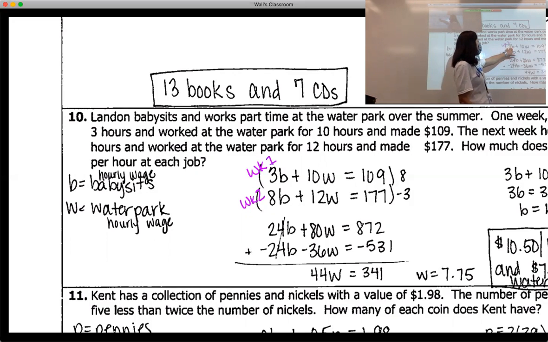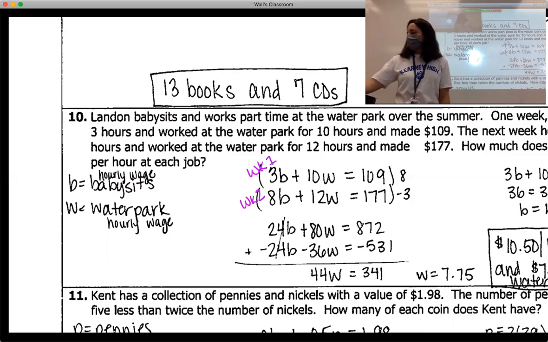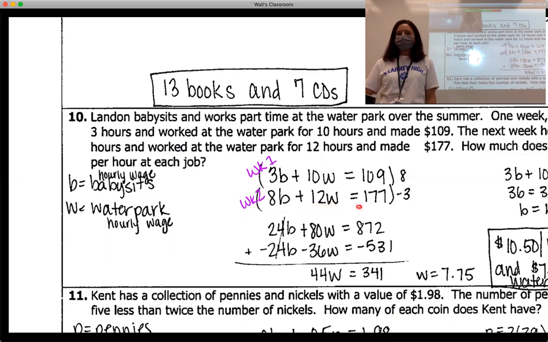So 3 hours babysitting, 10 hours at the water park, he makes $109. On the second equation, we have 8 hours babysitting, 12 hours at the water park, he makes $177. Then multiply to make our coefficients match. We're multiplying by 8 and negative 3 so that these ones right here will be opposites, which gives us 24 and negative 24, which cancels out. 80 plus negative 36W equals 44W. Those big numbers we ended up with on the end give us 341.